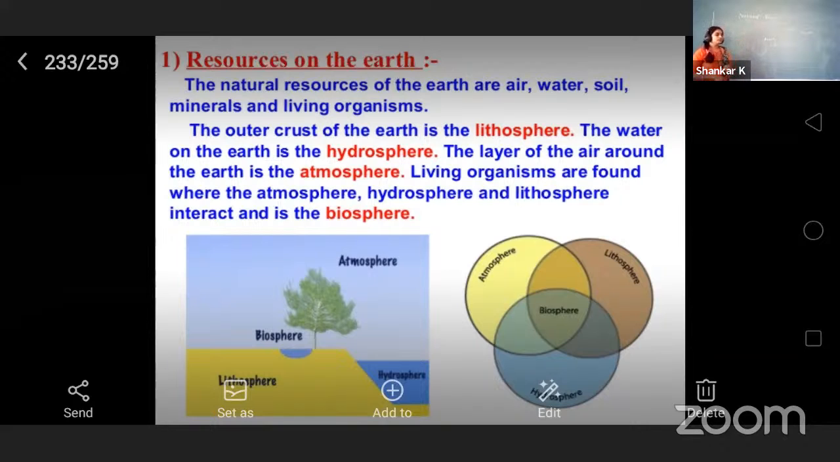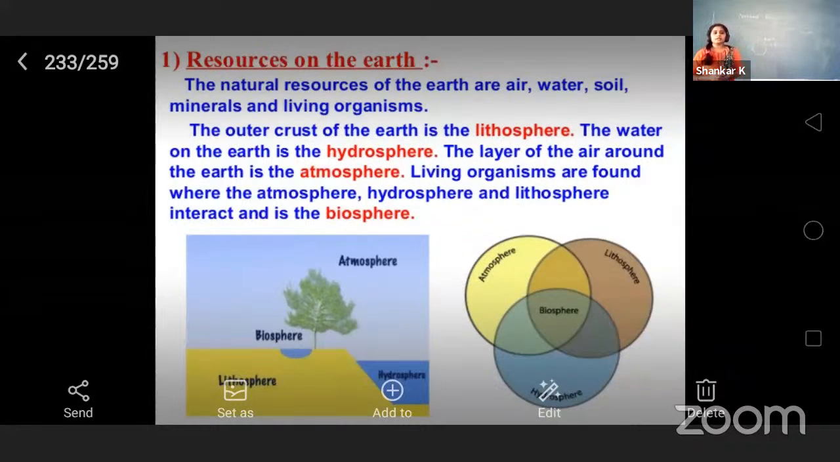The earth has an outer crust, which we call the lithosphere. Lithosphere means the outer crust, whatever soil you see on the land. The water on the earth is the hydrosphere. Water means sea water, river, lake, pond; all this water on the earth we call the hydrosphere.